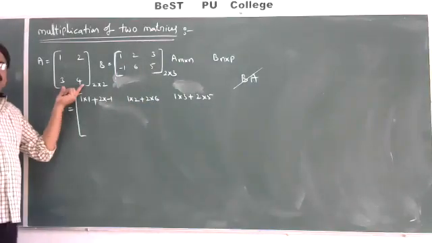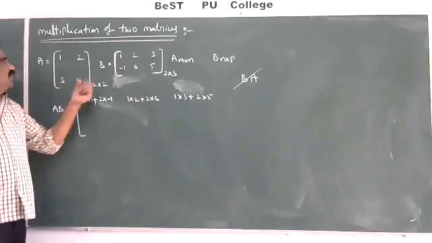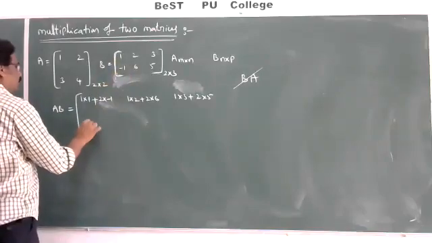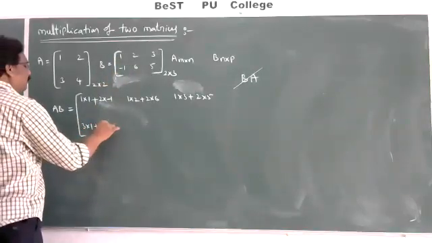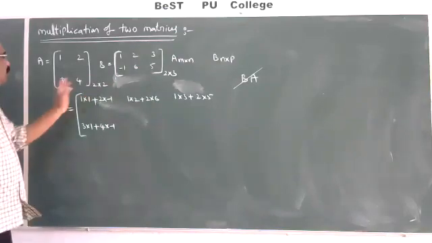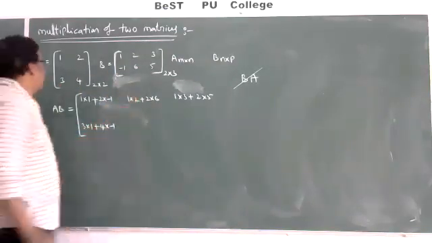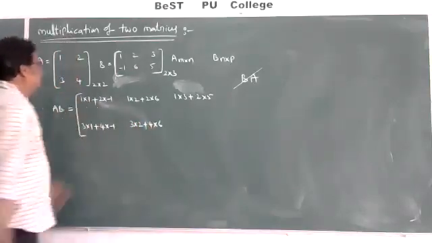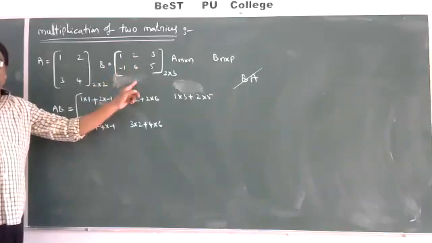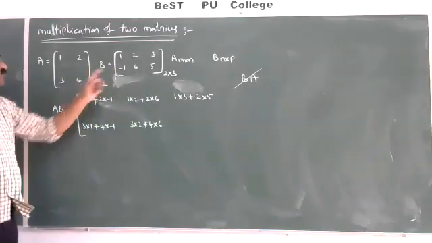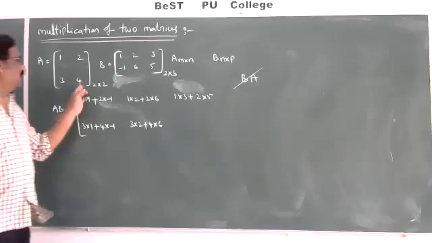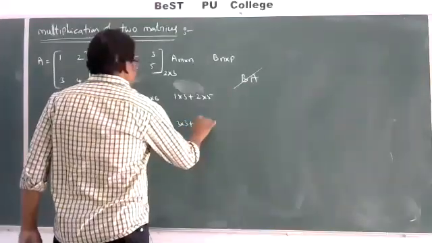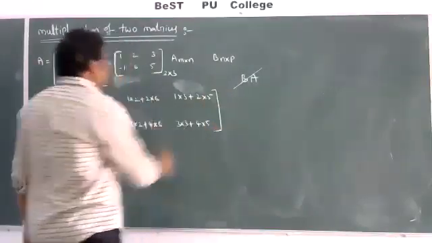Next, you come to the second row. Second row, first column: 3 into 1 plus 4 into minus 1. Second row, second column: 3 into 2 plus 4 into 6. Second row, third column: 3 into 3 plus 4 into 5.